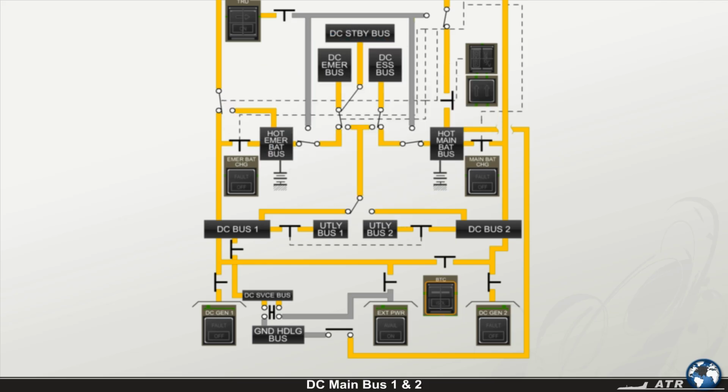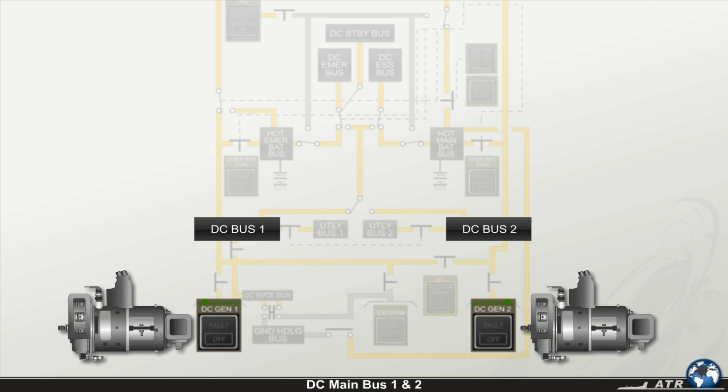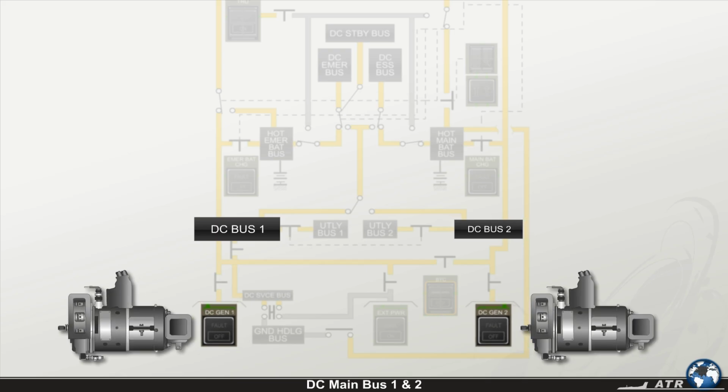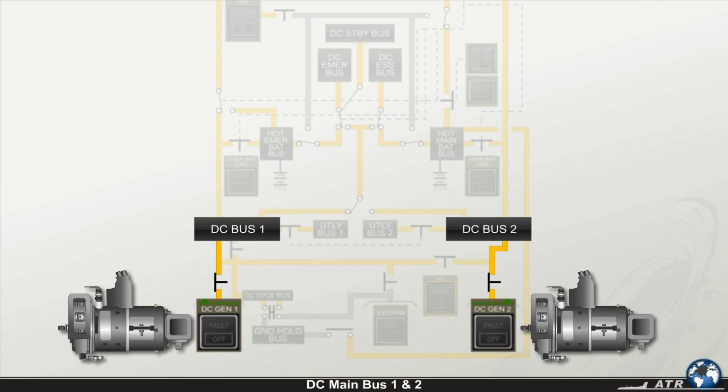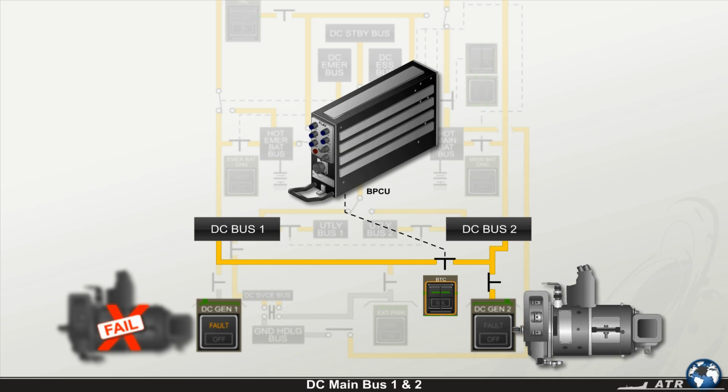The two main buses in the hierarchy, DC Bus 1 and DC Bus 2, are under normal operating conditions supplied by the engine-driven generators. DC Bus 1 is supplied by the left-hand engine-driven generator, and DC Bus 2 by the generator driven by the right-hand engine. If one of the DC generators fails, the bus power control unit automatically closes the bus tie contactor, allowing the affected DC bus to be supplied by the operating generator.